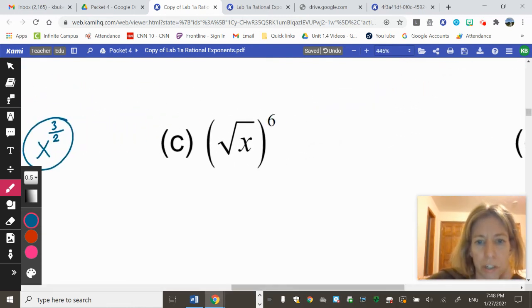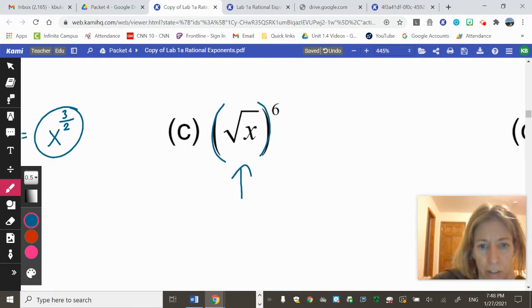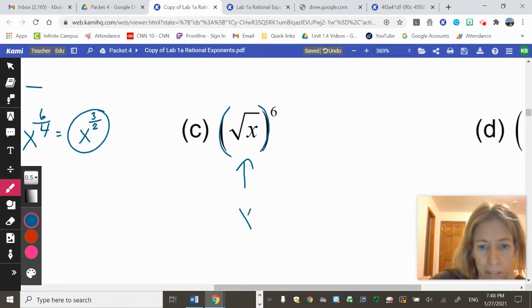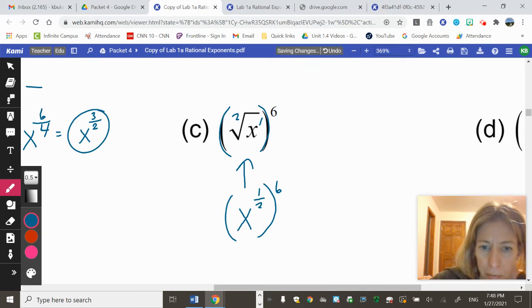All right, so for this one, first we're going to change what's in parentheses to a fractional exponent. So we have our x, and then we have the power over the root. So we have x to the 1/2, and then we take it to the 6th power. So we get to use our exponent rules. When we have a power to a power, we multiply. So this would be x, and then 1/2 times 6 would be 3. So this turns out to be x to the 3rd.